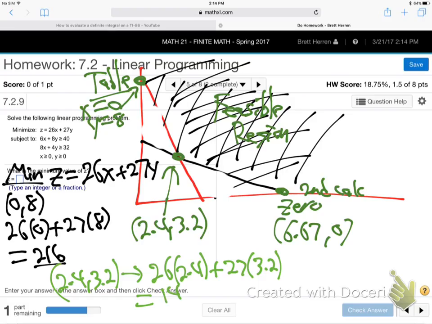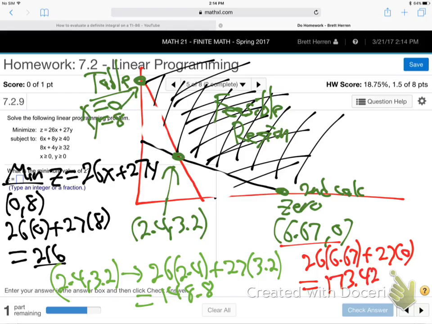148.8. Do I have verification? Anybody else getting that same answer? Yep, good. And then the third one, plug in 26 times x plus 27 times y. So we got that one? 173.4. Anybody else getting that same answer? No. Okay. So which one's the lowest?